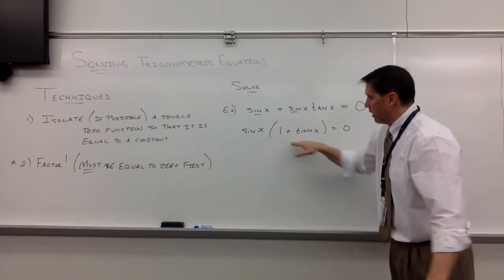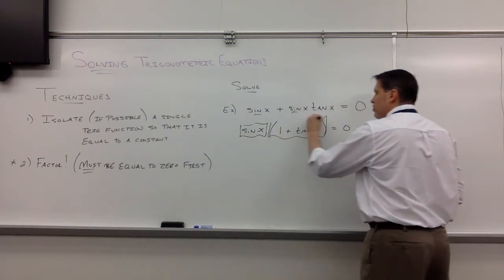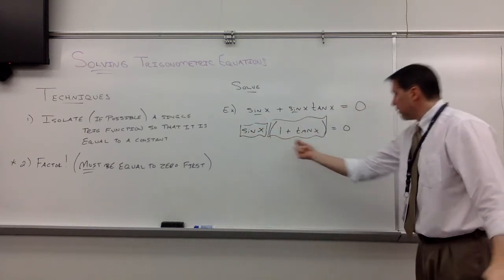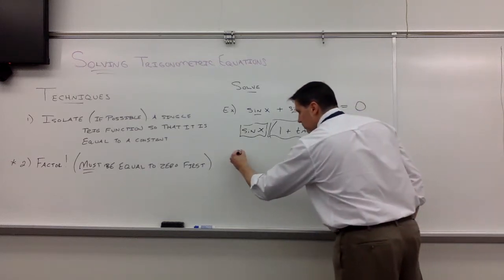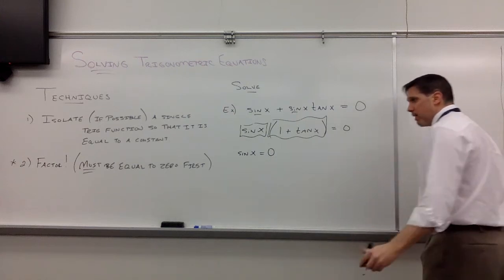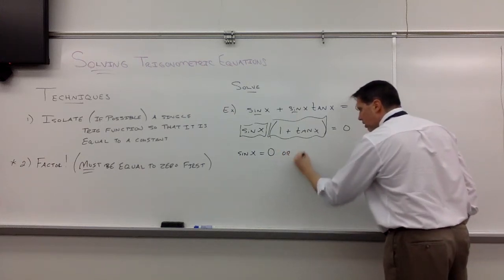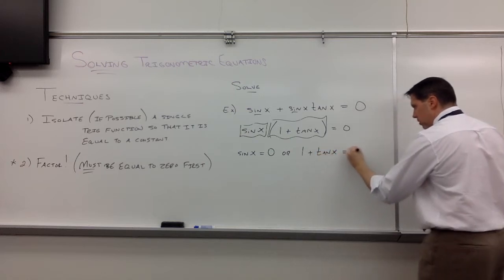So we have two things. They are officially sine of x and 1 plus tangent of x. They are multiplying to be 0, which means either one could be 0. So set each factor equal to 0. Sine of x could be 0, or 1 plus tangent of x could be 0.